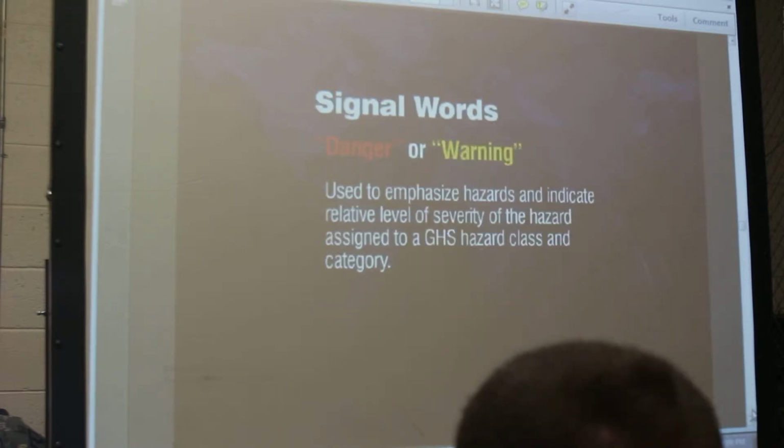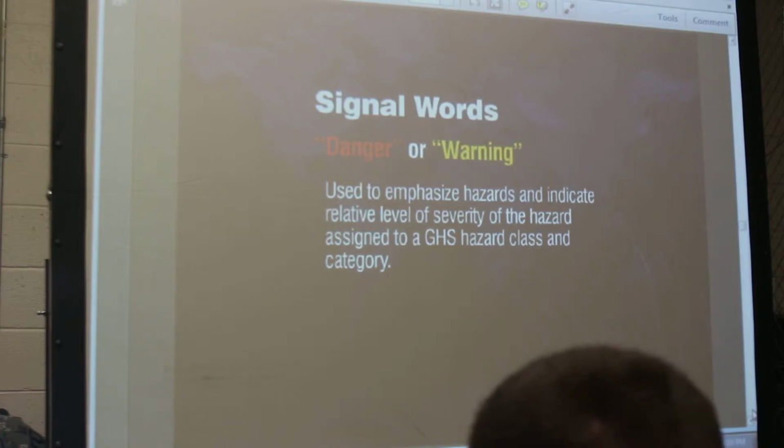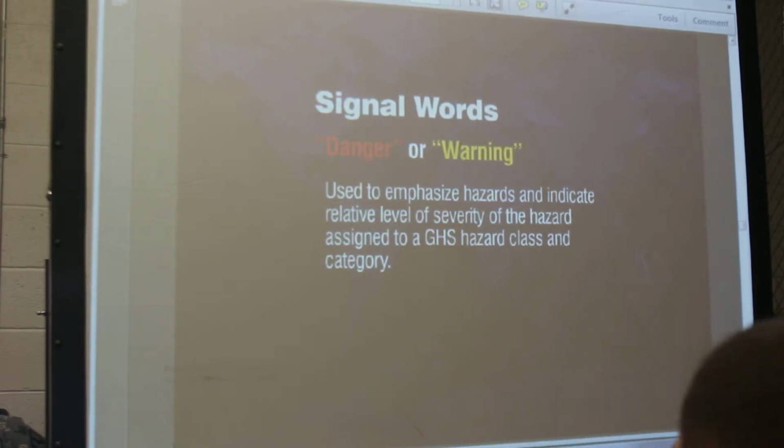Next slide. Signal words, danger or warning, used to emphasize hazard and indicate the relative level of severity of the hazard assigned to the GHS hazard class and category. Next slide.